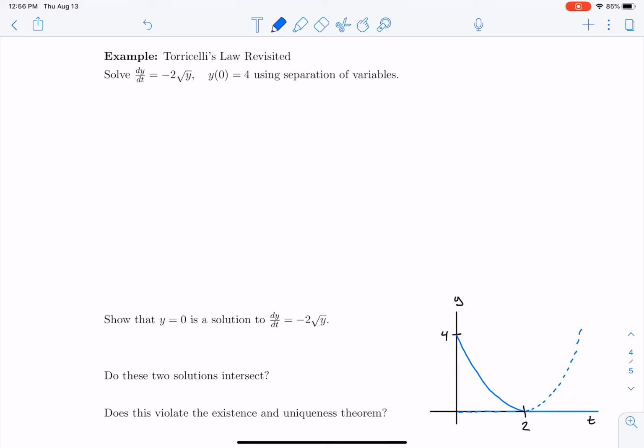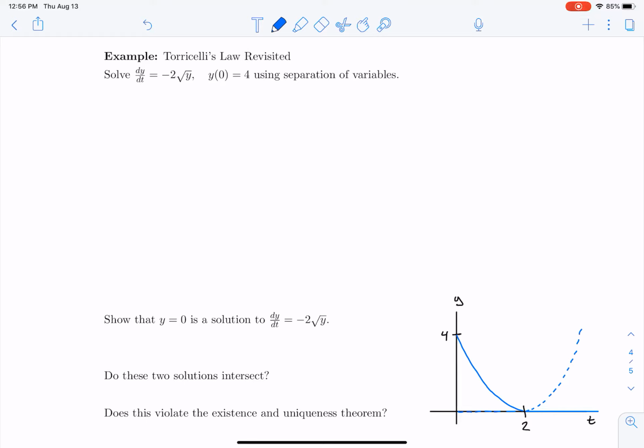Now you can solve this using separation of variables. And so I am suggesting that you pause the video and solve this equation using separation of variables and then try to answer a few of the questions below. And then we'll get back together and we'll talk about it. So take a second, pause the video, and solve the differential equation.